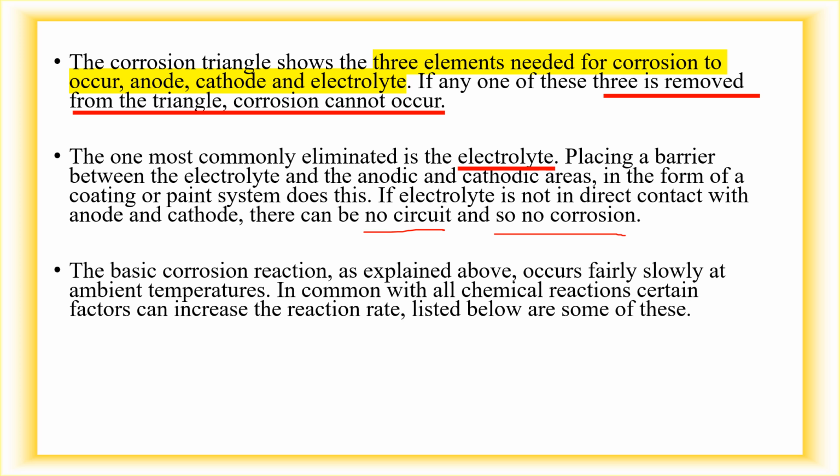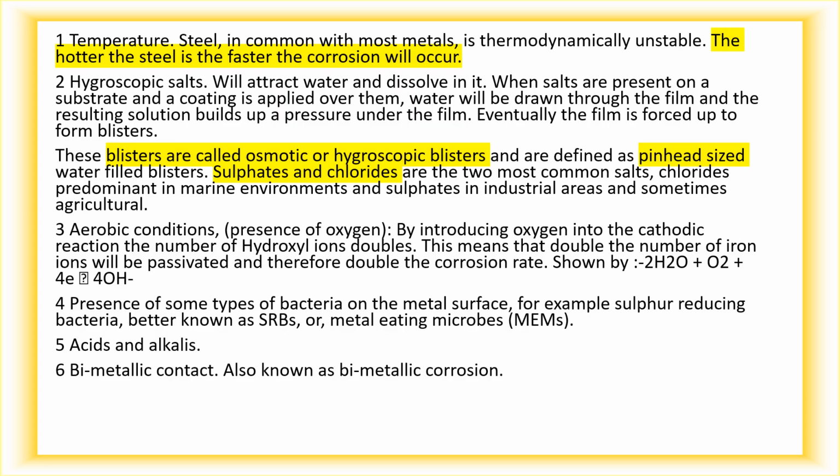The basic corrosion reaction as explained above occurs fairly slowly at ambient temperature. In common with all chemical reactions, certain factors can increase the corrosion reaction rate. So let us see what all those are. First one is the temperature of the steel. In common, most metals are thermodynamically unstable. The hotter the steel, the faster the corrosion will occur. So the corrosion rate will increase when the metal temperature is hotter.